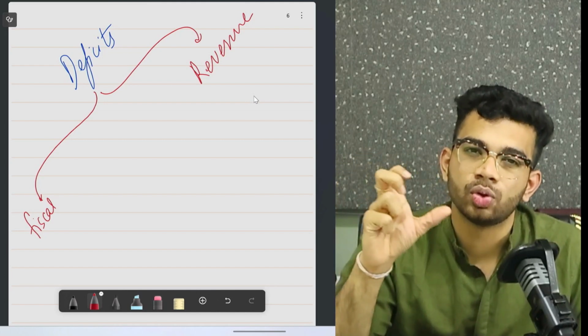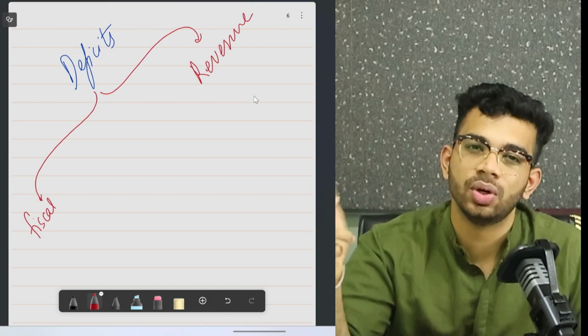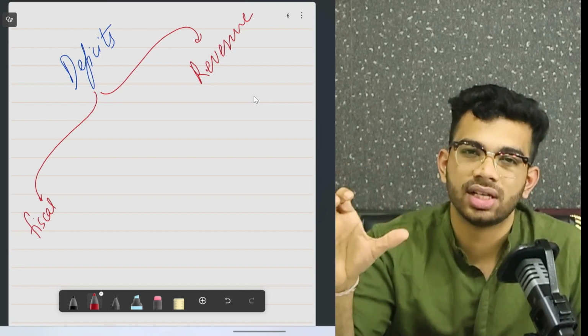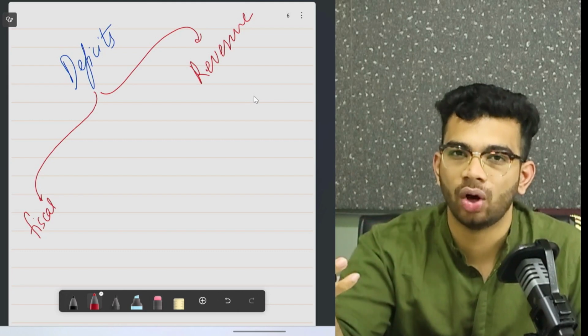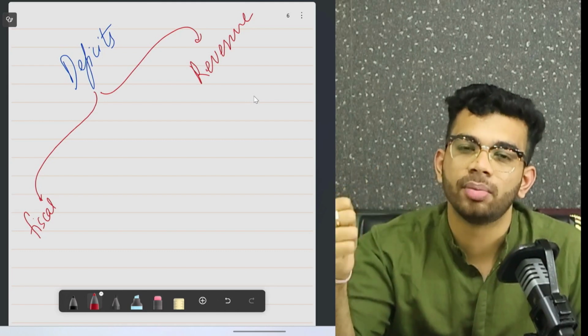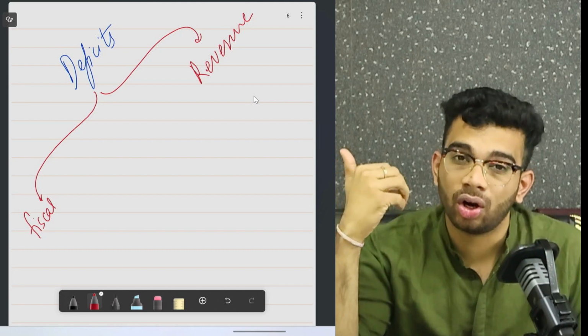So overall, the fiscal deficit tells you the amount of funds that you have to borrow from outside your economy in order to sustain your economy and in order to match or honor your expenses.